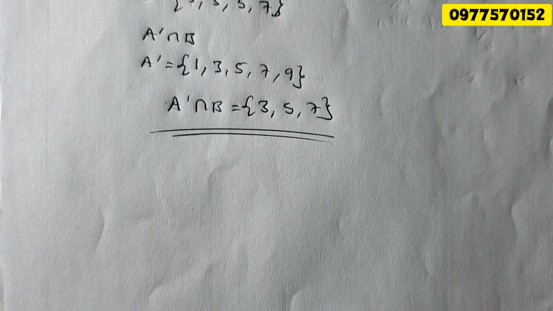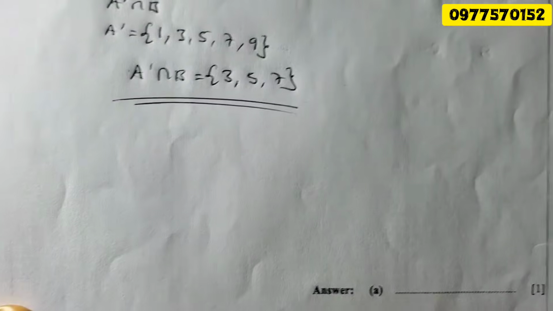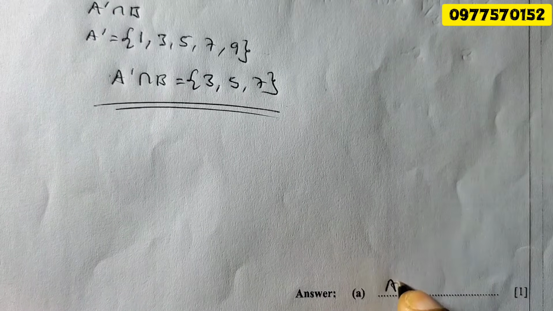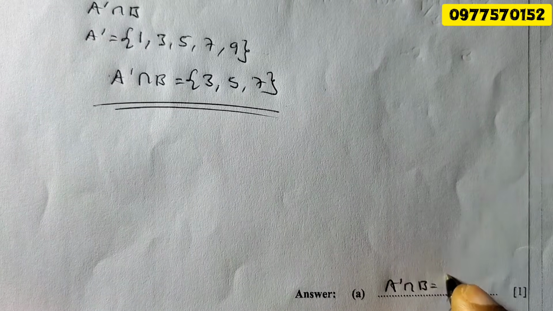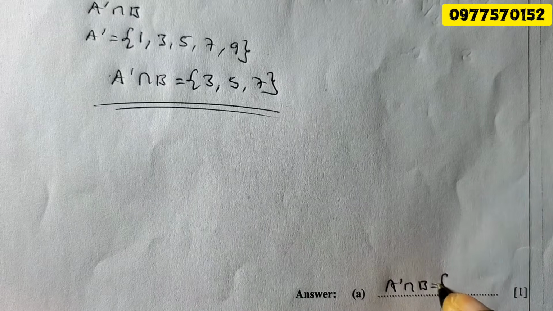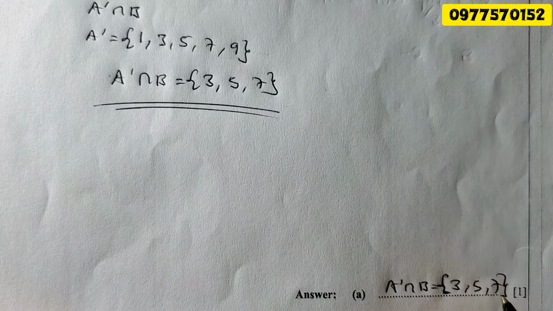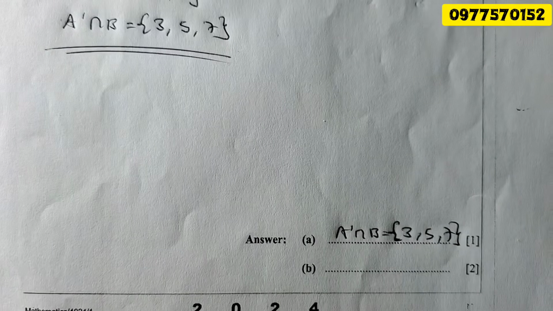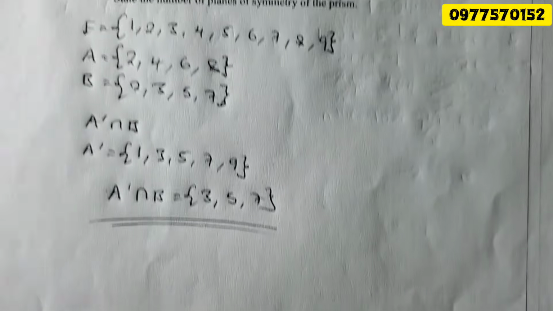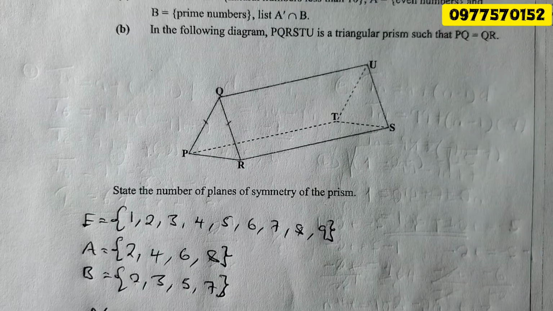So here in the provided answer space, you can just say A complement intersect B is 3, 5, 7. Okay? 3, 5, and 7. Let's now solve the second question.